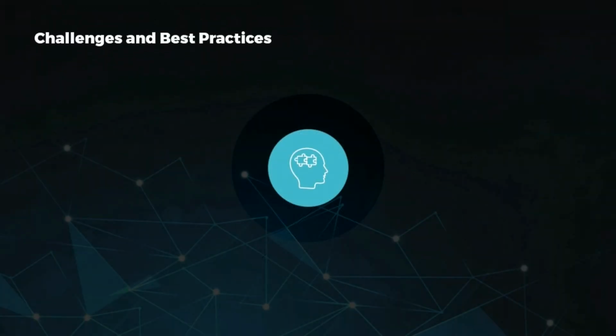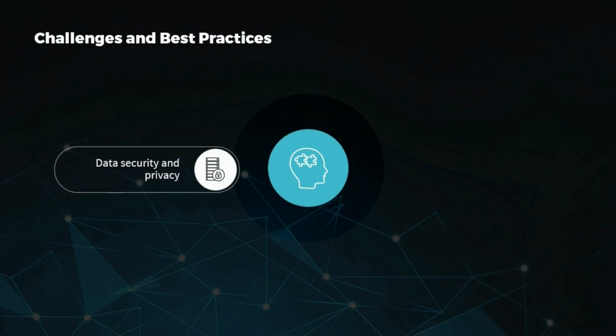Now, while AI automation offers significant benefits, organizations need to address several challenges and adhere to best practices to maximize success and mitigate risks. Protecting sensitive data and ensuring compliance with regulations are critical considerations in AI automation. Implementing robust security measures like encryption and access controls helps to safeguard data privacy and mitigate the risk of unauthorized access or breaches.